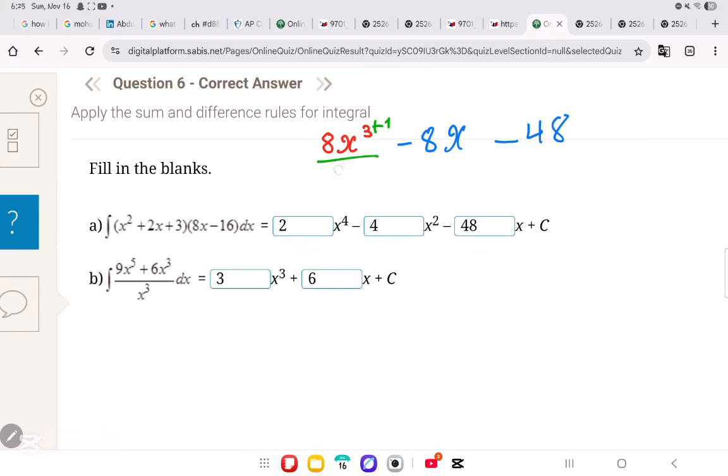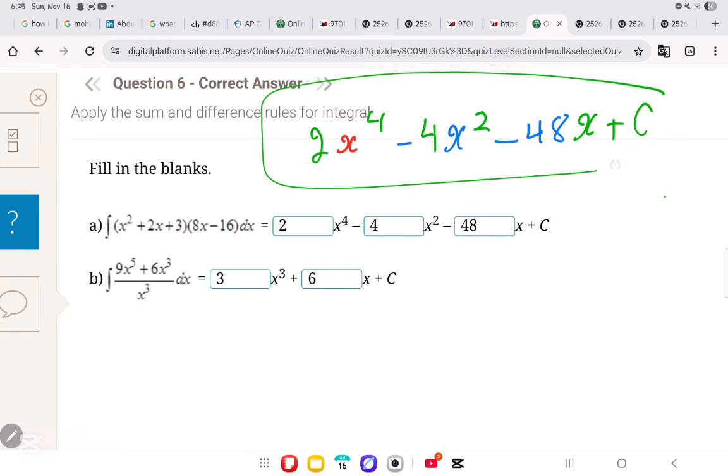8x to the power of 3 plus 1 over 3 plus 1, minus 8x to the power of 1 plus 1 over 1 plus 1, minus 48x to the power of 0 plus 1 over 0 plus 1. So this is 4, 4, 2, 2, 1, and 1. So this becomes 2x to the power of 4 minus 4x squared minus 48x. All of it is, ooh, my pen flew. All of it is what? All of it is plus c.